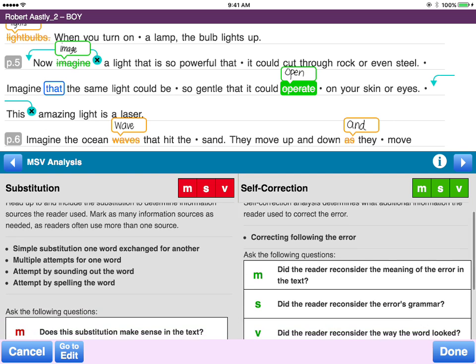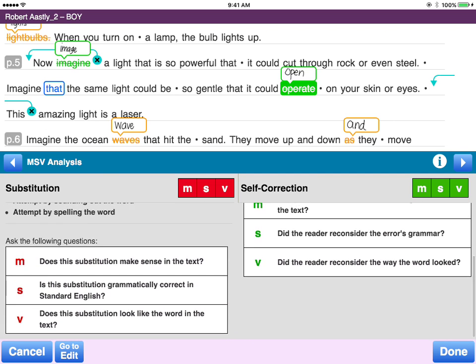So then we continue to read up until the next error. Imagine the same light could be so gentle that it could open. So this is where we'll stop. So then we ask ourselves, did the substitution make sense? So gentle that it could open? Yes. Does it change the meaning of the text? Absolutely. But remember, we're only reading up to the error to look at the miscue. Then we ask ourselves, was it grammatically correct?